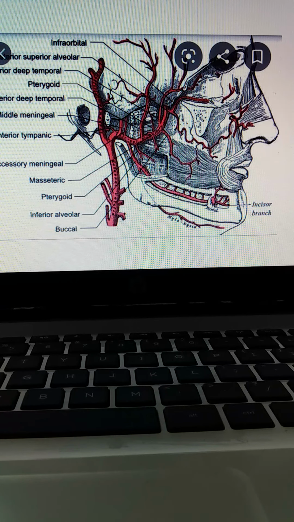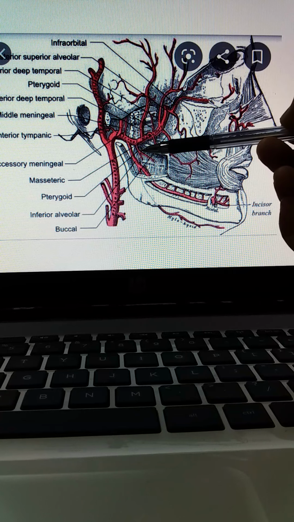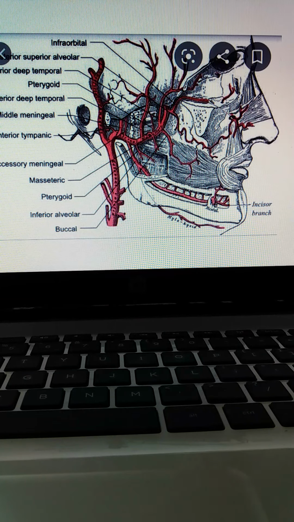Then you have the branches to the pterygoid muscles. These are your pterygoid branches. They supply your pterygoid muscles, the lateral and the medial pterygoid.